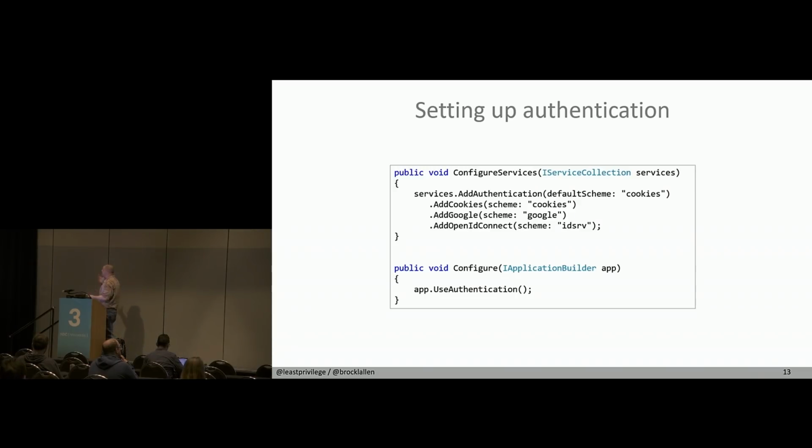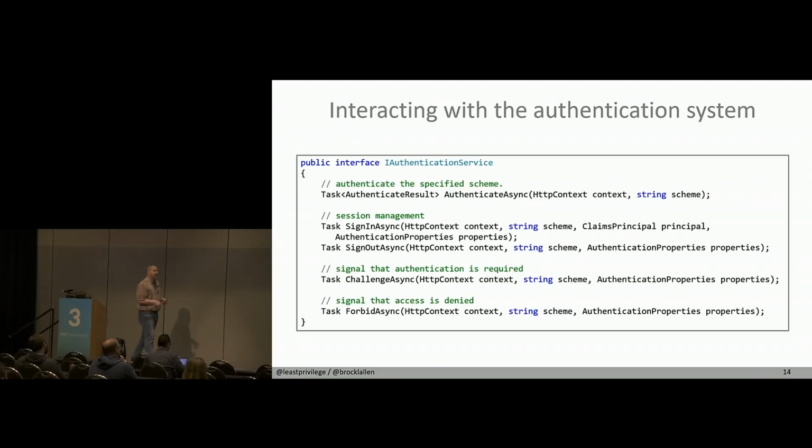Whenever you register these handlers, you give them a name, and that's the scheme that's associated with each one. That's so that in your application, when you want to talk to one of these, you talk to them via the scheme name, okay? It turns out you actually don't talk to them directly. You're required to go through this service called the authentication service. So this is like an orchestrator or an abstraction over those handlers, and it provides you a consistent API for the types of things you would want to communicate to the handlers, okay?